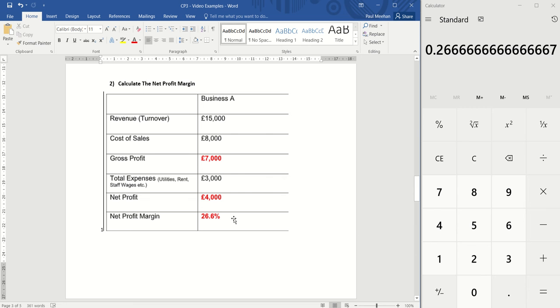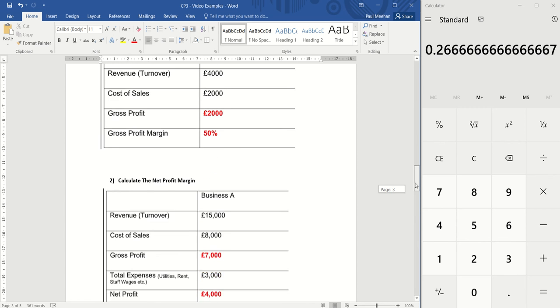So how much of all the business's turnover is actually going to turn into net profit, money we keep at the end of it. Notice obviously that's 26.6% and that's 50%. So there's a big difference.